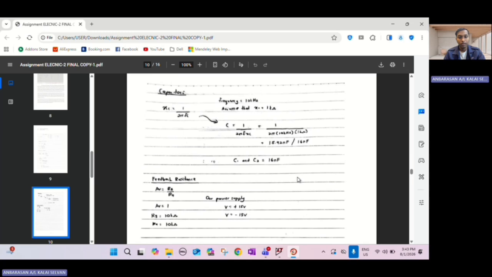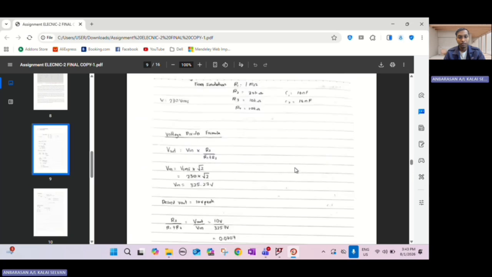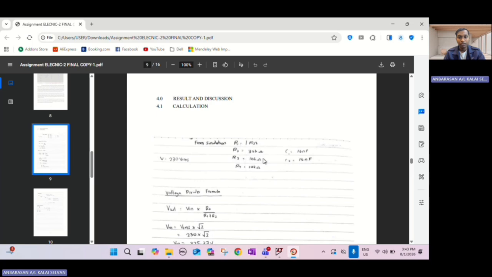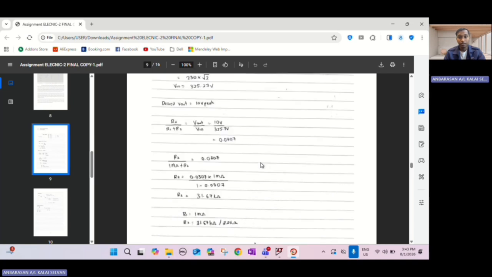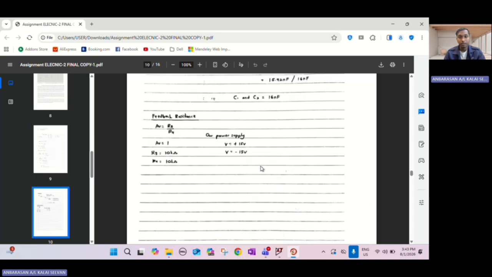So our values: R1 is 1 megaohm, R2 is 30 kiloohm, R3 is 10 kiloohm, R4 is 10 kiloohm, and capacitor 1 and capacitor 2 are the same value, 16 nanofarad. The power supply V in is plus 15 volt and minus 15 volt, madam. And the amplitude is 1.